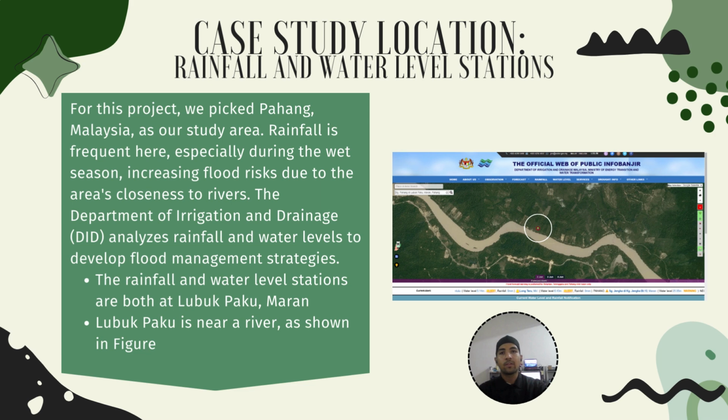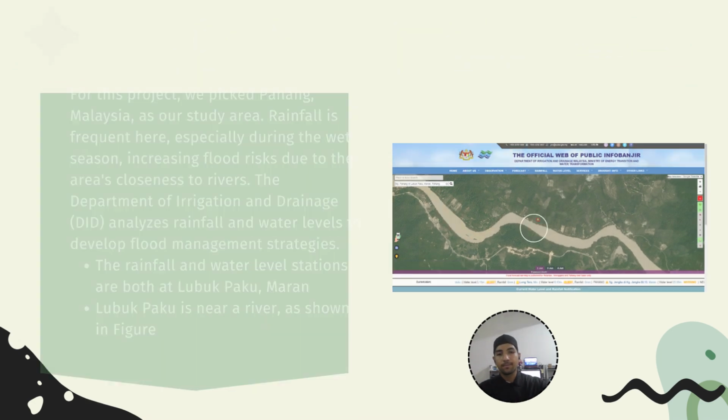Therefore, the Department of Irrigation and Drainage helped to analyze the rainfall and water level stations in the area around Pahang, so it will assist in creating an effective strategy on managing the flood. During the research, the rainfall station that was found is located at Lubuk Paku, Maran, while the water level station is located at the same location as shown in the figure. Next, the figure shows Lubuk Paku, located at Maran, near the river.